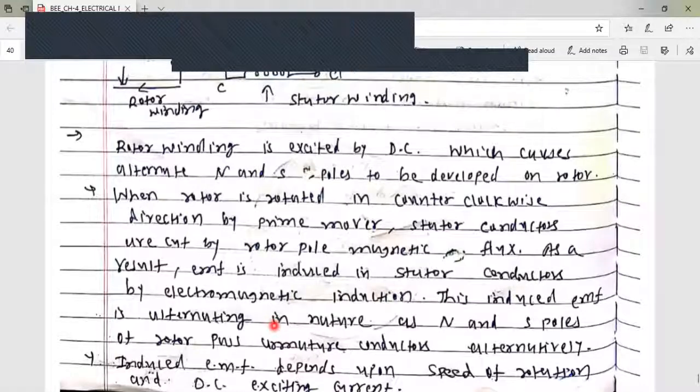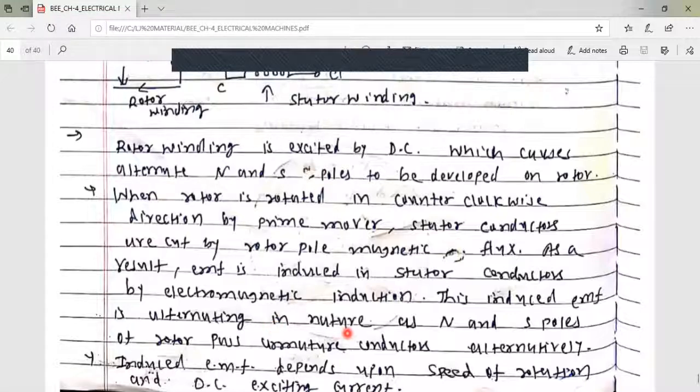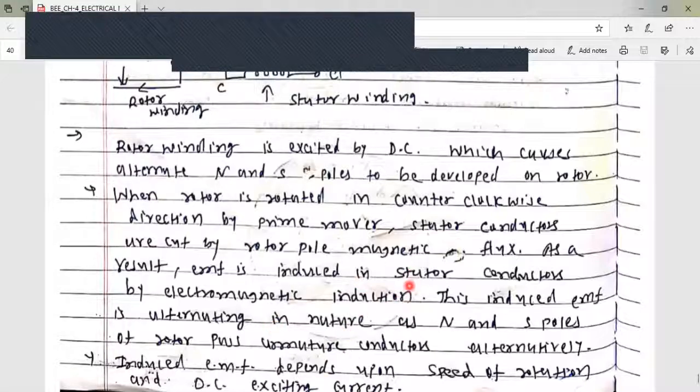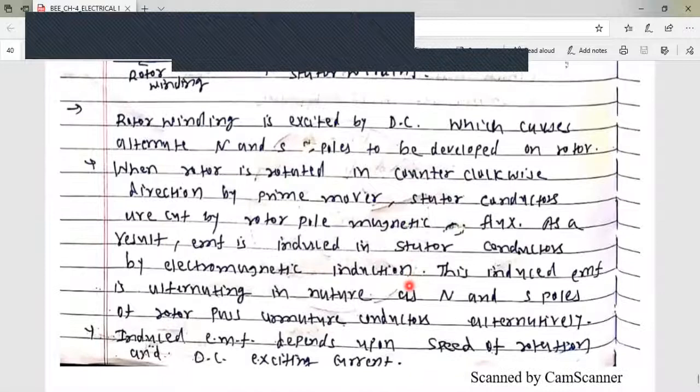So by using a synchronous generator, we can generate alternating EMF. So this is all about the synchronous generator.